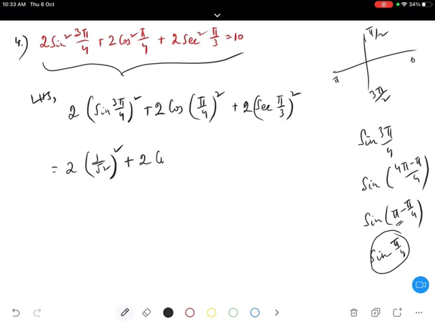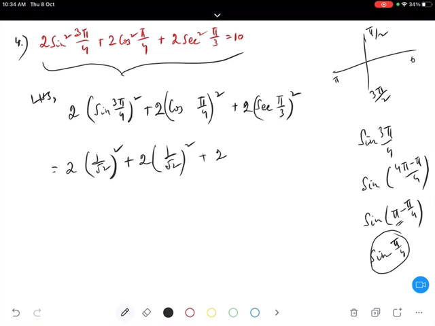Why? What I have done in here? It will be like this: cos pi by 4 whole square. So this is again, cos pi by 4 is also 1 by root 2, plus 2. Who can tell me what is sec pi by 3?